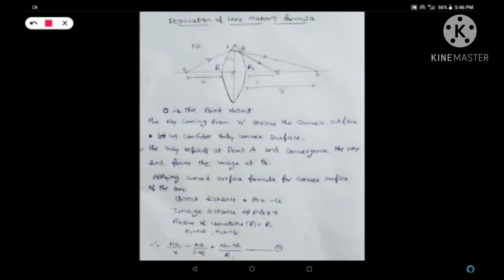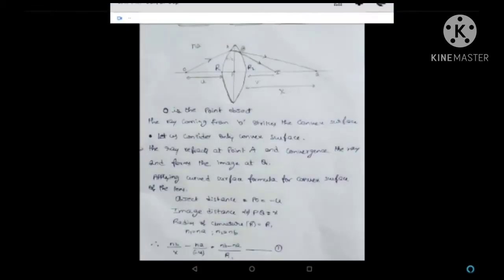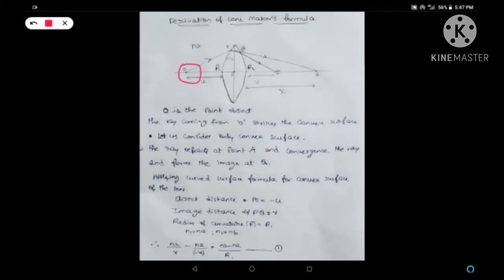Now here I take a biconvex lens separating two media. One is Na, the refractive index of air, and Nb, the refractive index of glass. Here I take a point object O placed on the principal axis. The rays coming from the O first strike the convex surface.